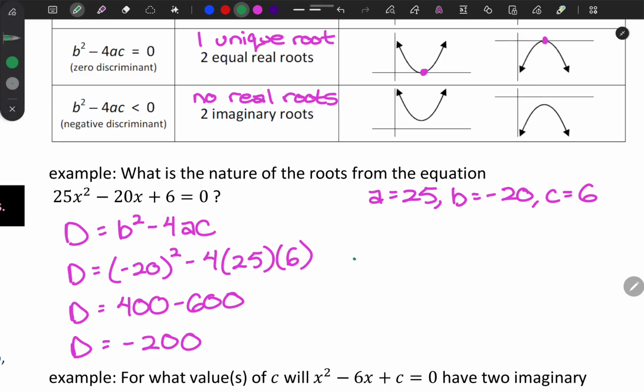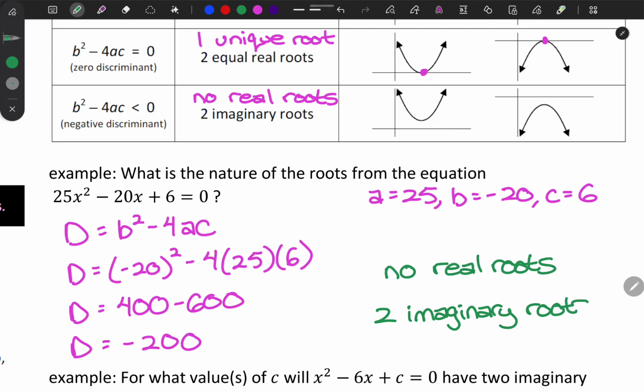If we think about having a number underneath the square root sign and that number being negative, is that possible? It's not possible. Our discriminant is negative 200 without the square root, but it tells us that we would be taking a square root of a negative number. So we say that there are no real roots, or we could say that there are two imaginary roots. And it's much faster than actually solving the equation to decide how many roots there are.